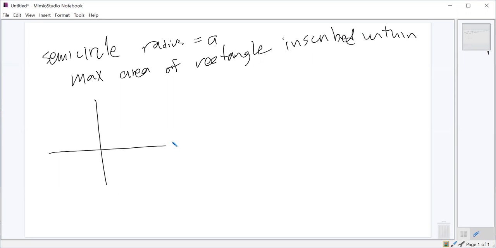So the equation of a semicircle, oh, that was not a very good looking semicircle. That is not either. It's really hard to draw on this laptop screen. We're going to pretend that's good.